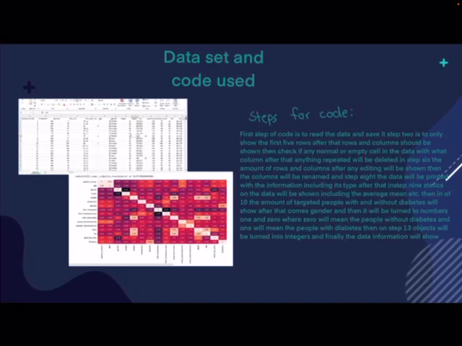I'm going to briefly go over how the code works. First, the code reads the data and saves it. Second, it shows you the first 5 rows only, and then any empty spaces or anything repeated will be fixed or deleted. And then after that, the rows and columns will be renamed, and then the statistics of data will be shown, such as the average, the mean, etc.